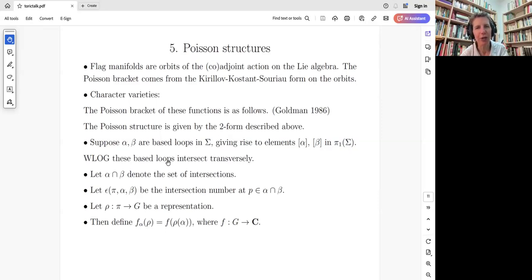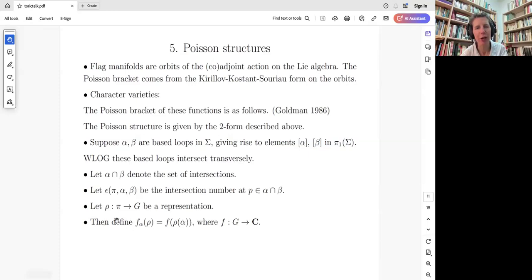And I'll assume that these loops intersect transversely. And I'll just write alpha cap beta as the set of intersections. And epsilon_P(alpha, beta) is the intersection number at a point P in that intersection. Rho from the fundamental group to G is a representation.